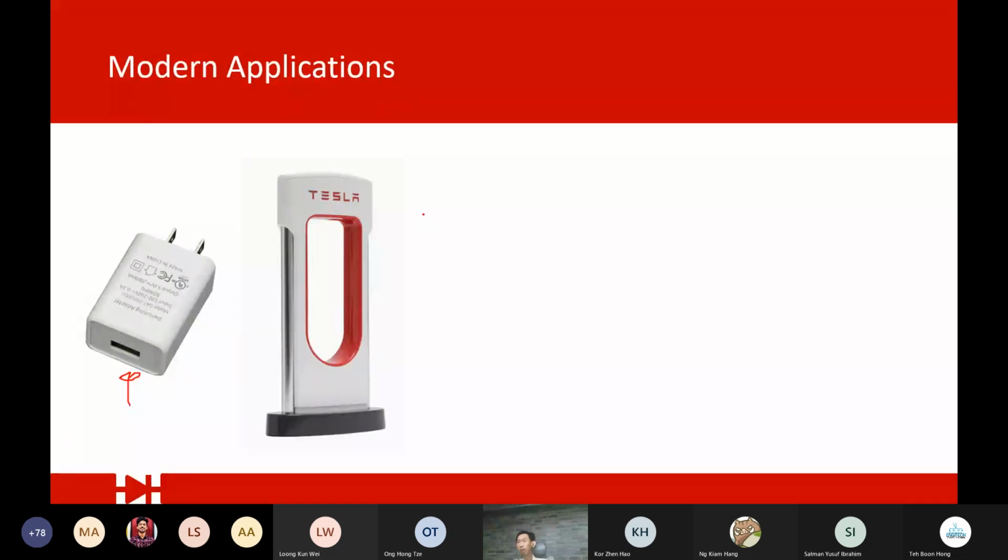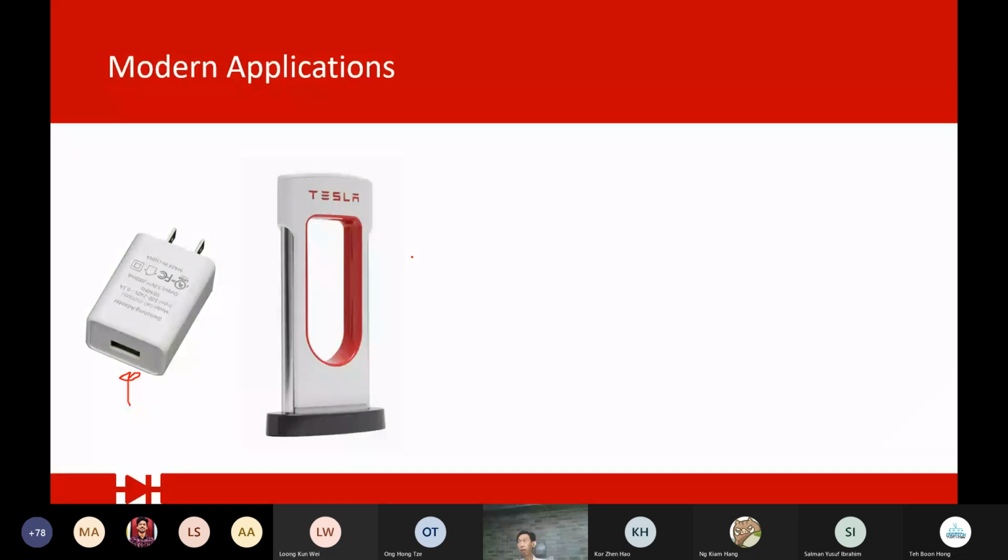So definitely, you will need to have a charger that will convert AC to DC. It depends on what type of charger you're using. The one that you see, this one is what we call a fast charger. Fast charger means the moment you take this out and plug into your car, it's already DC.